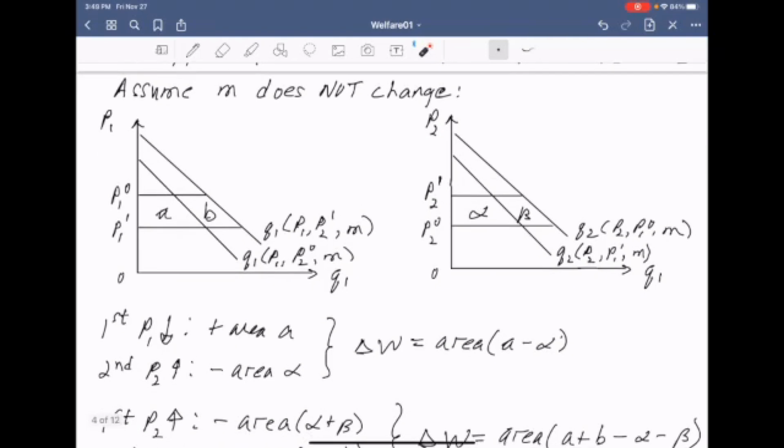First, we assume that, and note that we're using a 0 here to indicate the original position, the original price here, and a 1 to the situation where the price has changed. In this case, we've got a reduction in the price of 1 and an increase in the price of 2. So let's first take the reduction in the price of 1.